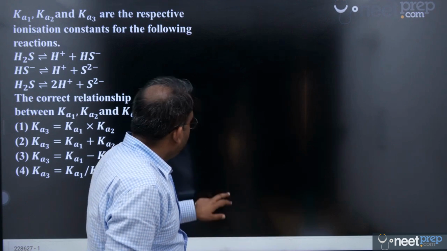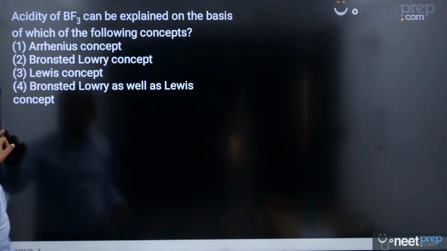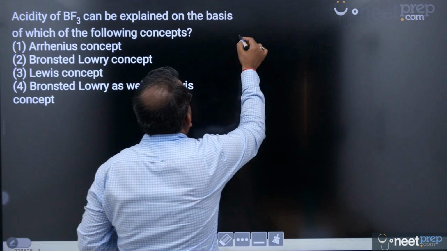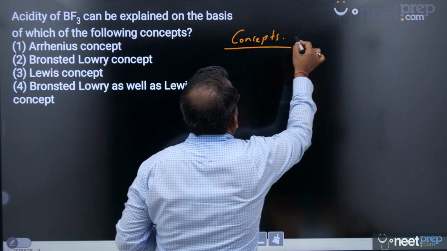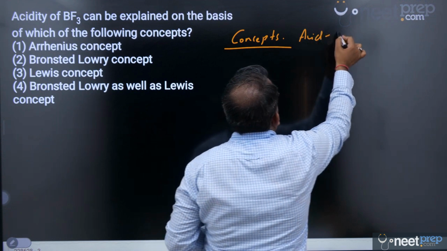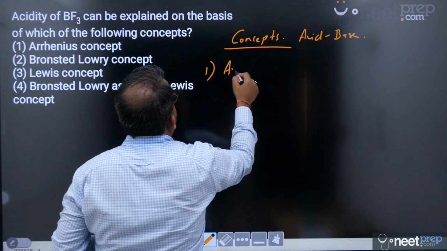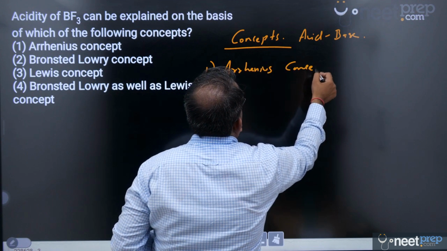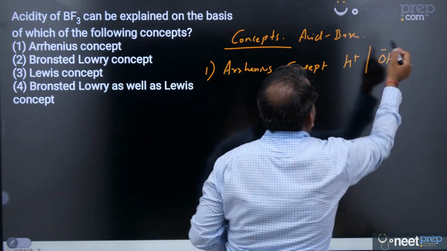Now let's move on to another problem. It is related to acidity, again a very important concept. As far as concepts are concerned, there are three concepts for acid and base in our chemistry. First is the Arrhenius concept, which is related to H plus ion for acid and OH minus ion for base.